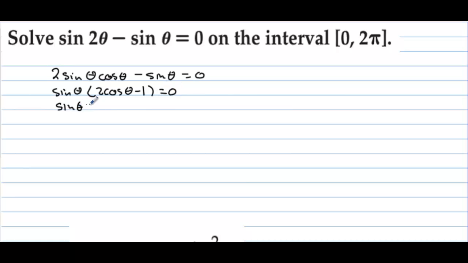Sine of theta is equal to 0, and that happens at 0 and pi. And then for the other one, we have cosine of theta equals 1/2, and that happens at pi over 3 and 5 pi over 3.